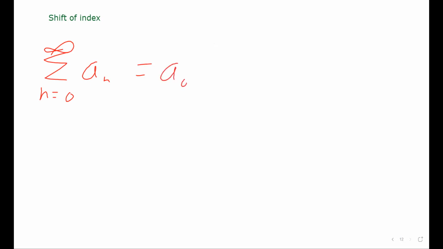Our last big idea is what we call the shift of index. So we're going to change the values on the bottom. Having the sum from n equals 0 to infinity of a sub n, this is going to be a sub 0 plus a sub 1 plus a sub 2 plus, and so on.